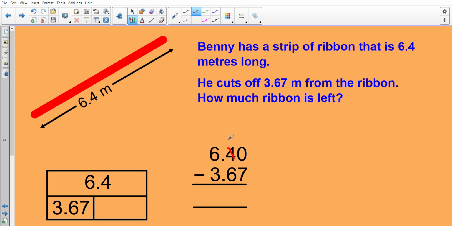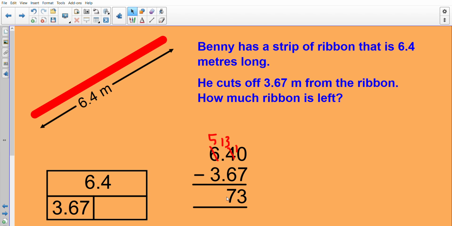So that 4 becomes a 3. And the 1 or the 10 we borrowed it from, it goes there. So now we do 10 take away 7 equals 3. 3 take away 6, we can't do it. So we borrow from the 6. That becomes a 5. And we put a 1 in front of the 3 there to make 13. 13 take away 6 equals 7.